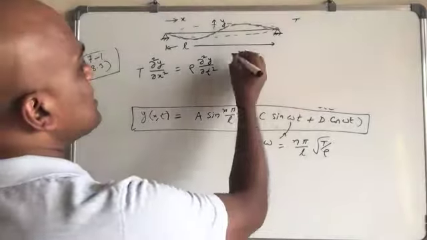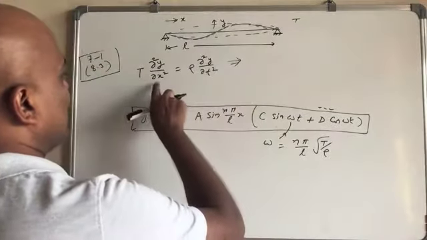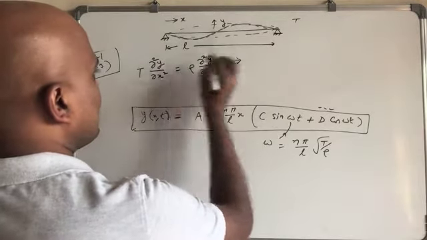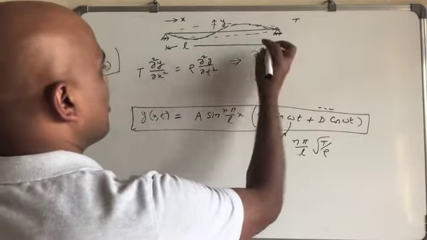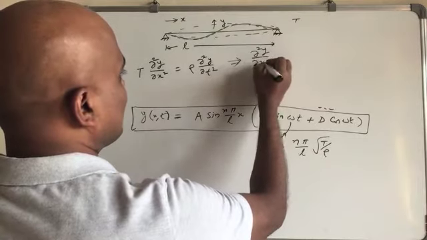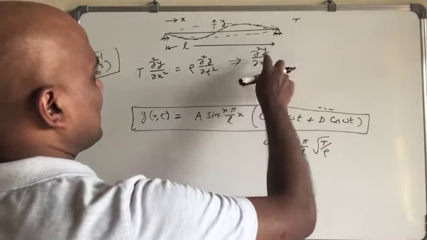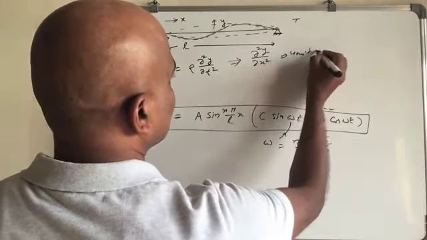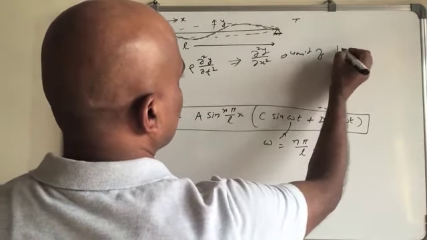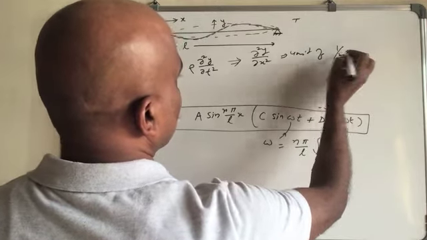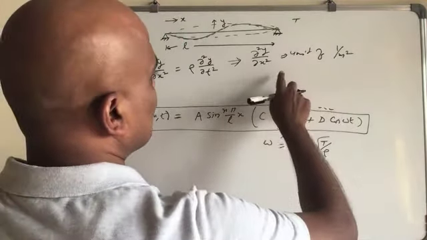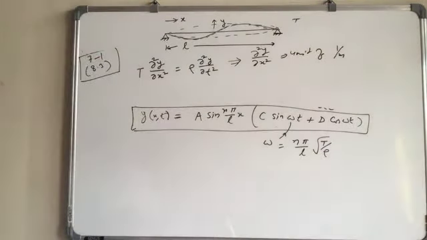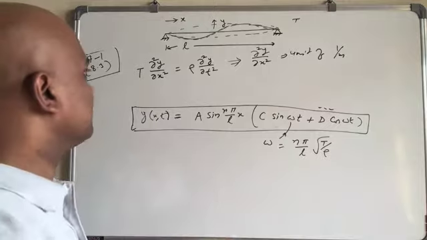Actually, you can write this equation in terms of c as well. If you look at del square y over del square x, it has a unit of 1 over meter square, that is, 1 over meter like this.